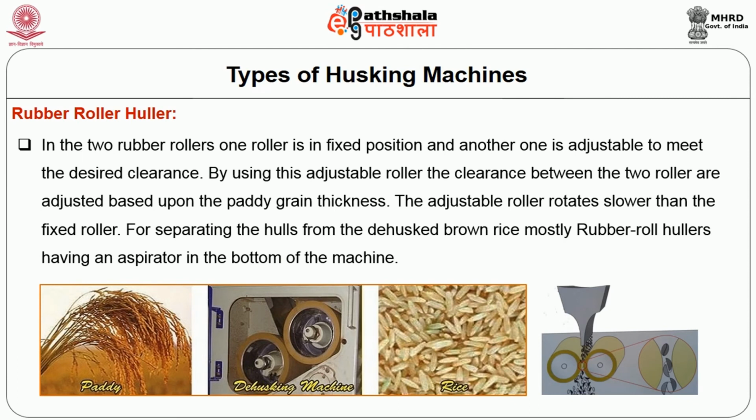Of the two rubber rollers, one roller is in a fixed position and the other is adjustable to meet the desired clearance. By using this adjustable roller, the clearance between the two rollers is adjusted based upon the paddy grain thickness. The adjustable roller rotates slower compared to the fixed one. For separating the hulls from the dehusked brown rice, the rubber roll huller mostly has an aspirator at the bottom of the machine.